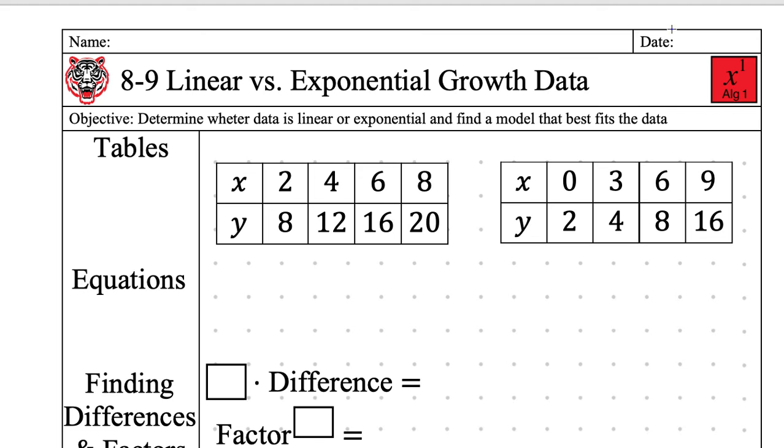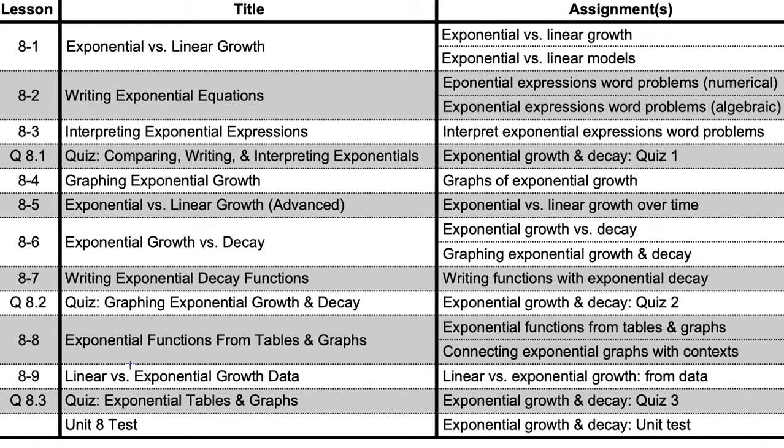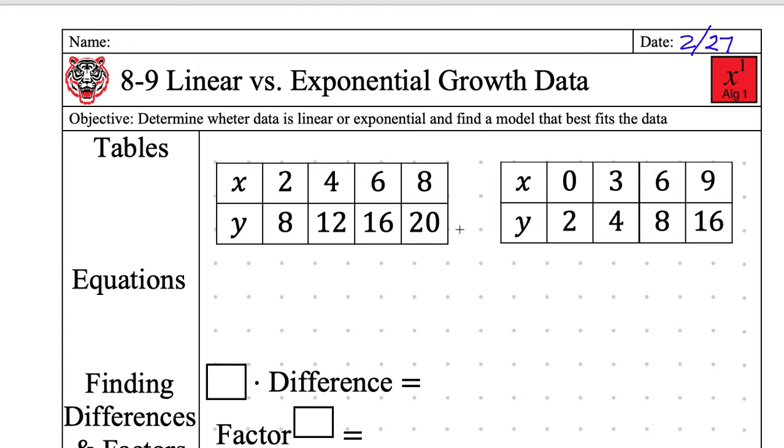All right, we're in Algebra 1. Today's date is Thursday, February 27th, 2020. We're talking about linear versus exponential growth data, and this is the final lesson for our unit. We're down here at 8-9, then quiz, then test. So, our objective today is to do what?